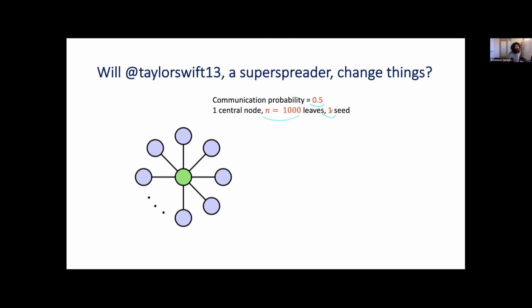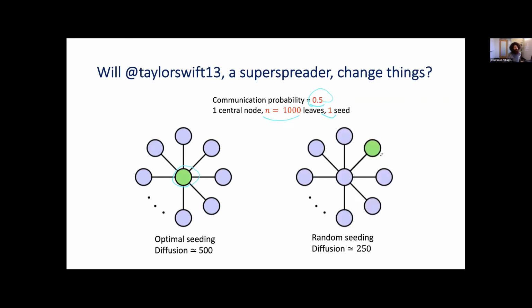Okay, that's a good point. So what is the optimal seeding here? Well, seed the center, and the expected diffusion would be 500. You have 1,000 people around the center, the communication probability is 0.5, so the expected diffusion is 500. Now, if I randomly seed, I will definitely hit someone on the edge, with probability 999 out of 1,000. This person would inform the center with probability 0.5, and then the center informs everyone with probability 0.5. So total diffusion would be 250. So I'm doing terrible by not going after Leo Messi.